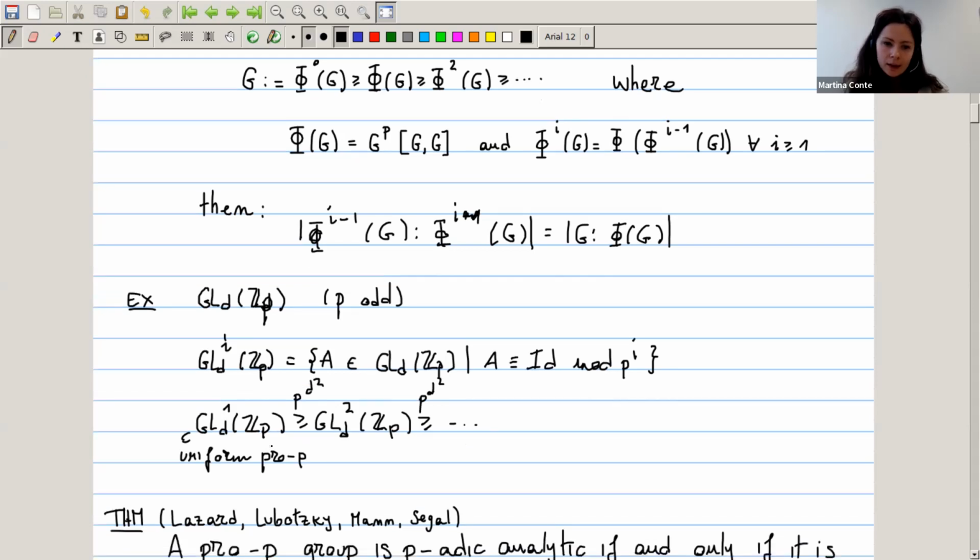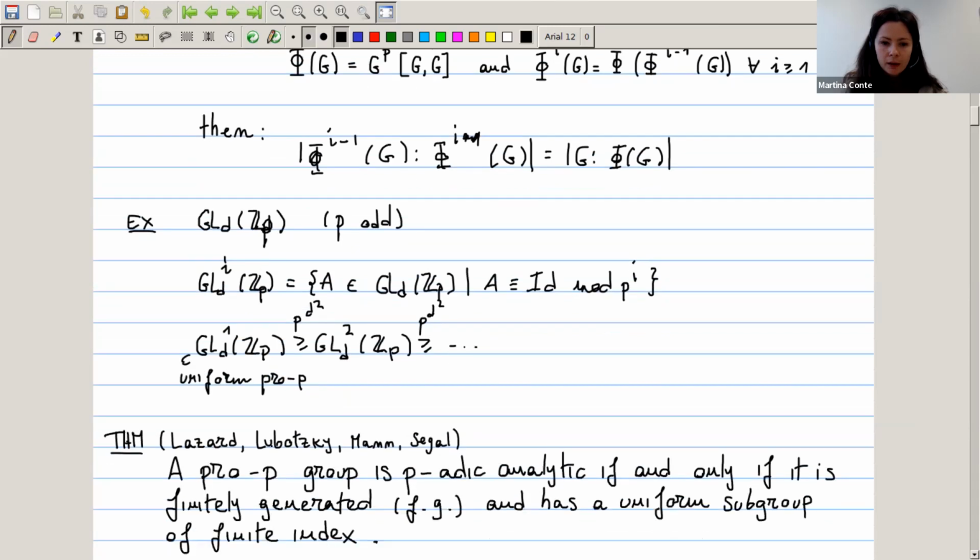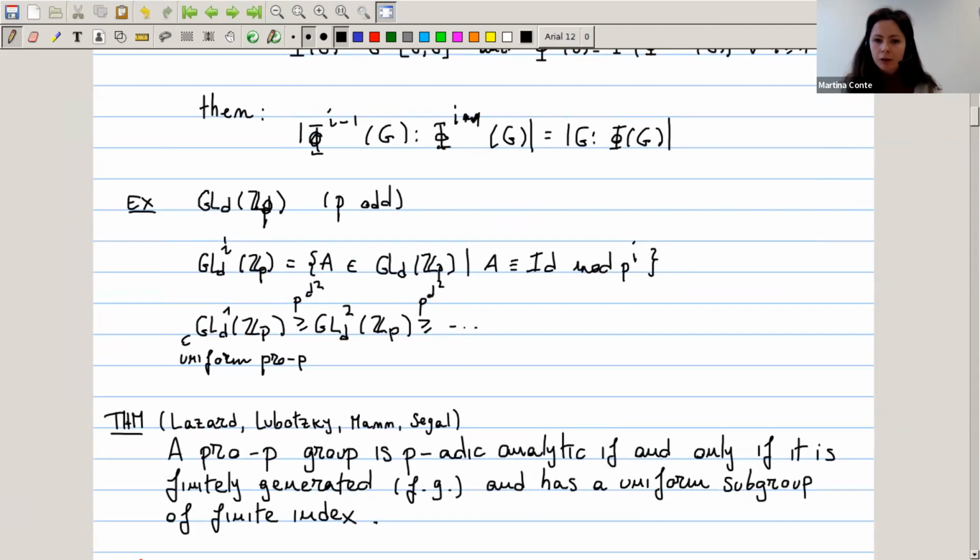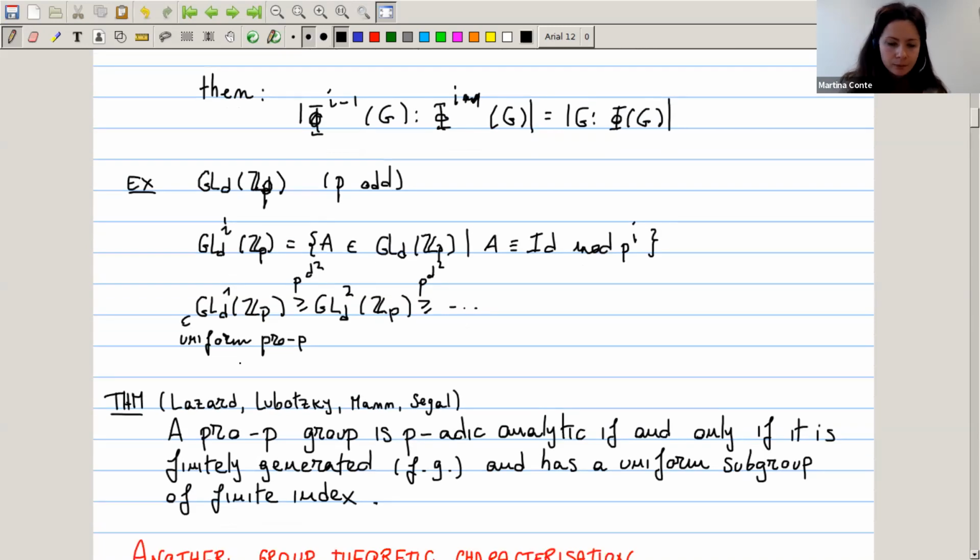Now, thanks to these groups, we can introduce the first characterization of p-adic analytic Pro-P groups that I want to recall. That is due to Lazard, Lubotzky, Mann, and Segal. It states that a Pro-P group is p-adic analytic if and only if it is finitely generated and has a uniform subgroup of finite index. So again, when I say p-adic analytic Pro-P group, you can think of this principal congruence subgroup if you want to have a group in mind.